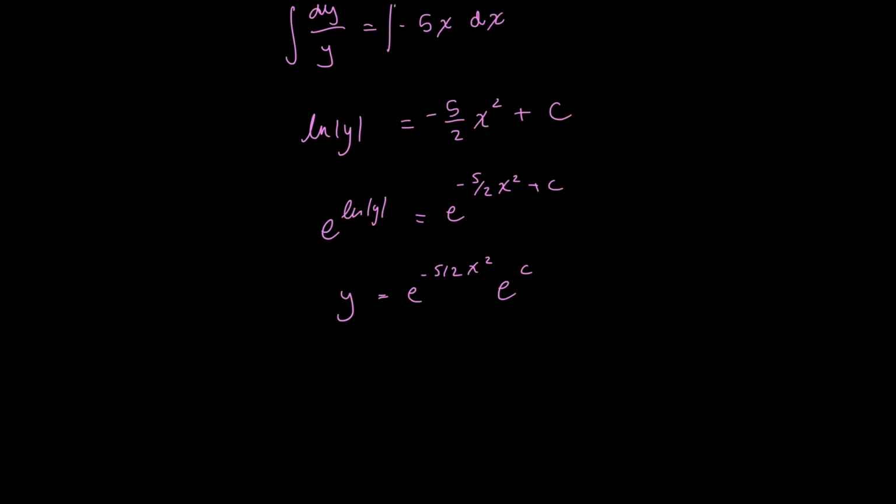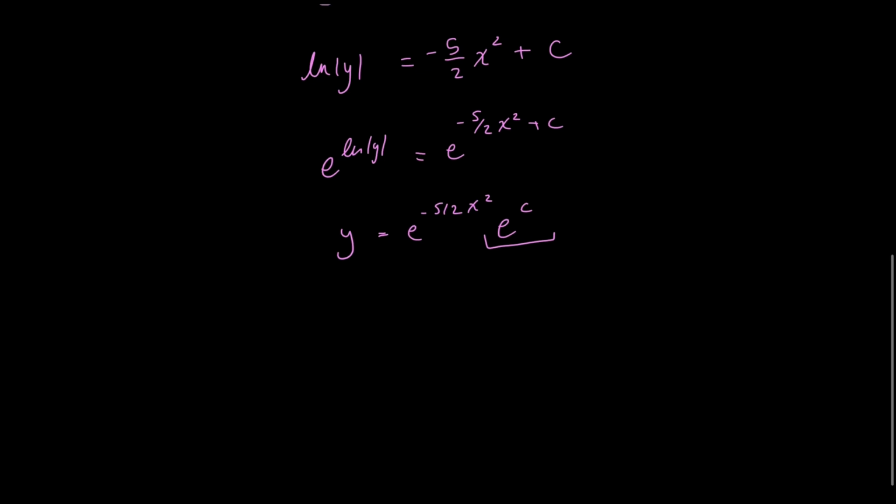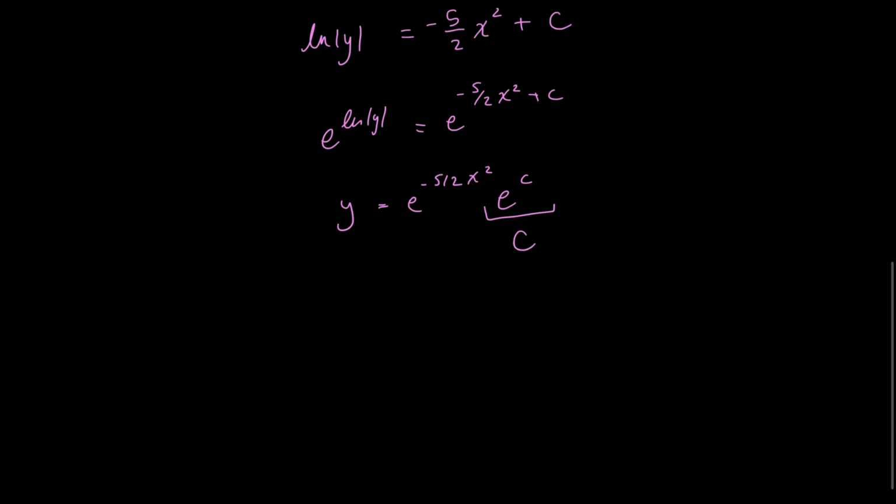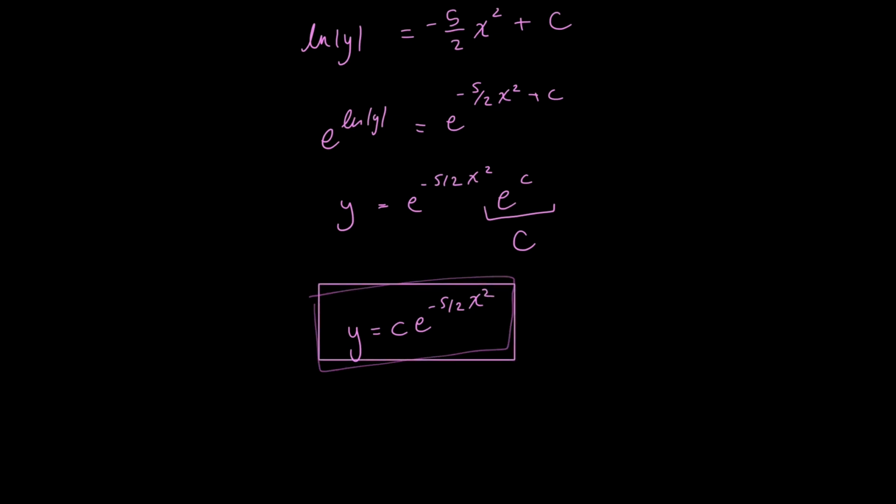So again, this over here is just a constant. e is just a constant raised to another constant, so you could again quote unquote redefine this as another constant, or just have it implied so that this is just another constant c. So what you're left with is y is equal to c times e to the power of negative 5 over 2 x squared. And that's it.